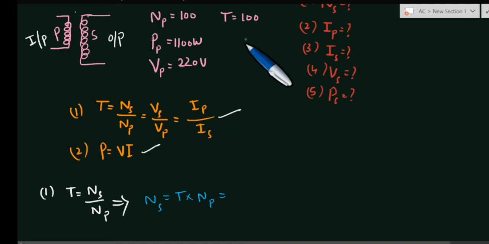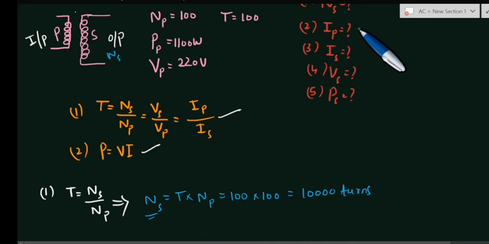The T value is given in the problem, that is 100, and they have given the value of Np also, that is also 100. So that is equal to 10,000. So 10,000 turns are present at the secondary side. So there are 10,000 turns at the secondary of the transformer.